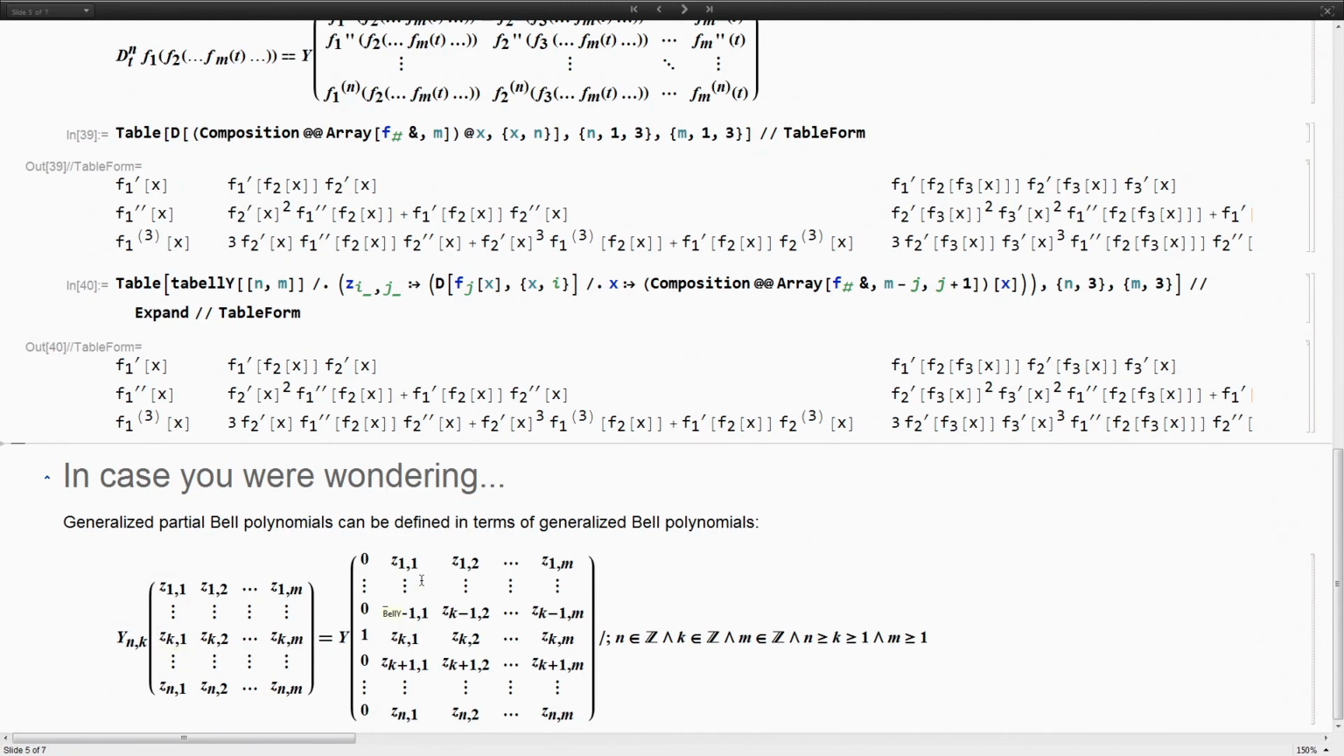These can be defined in terms of this larger general Bell polynomial.